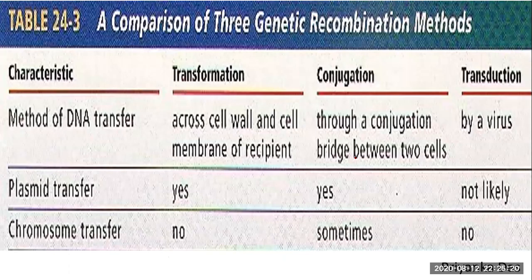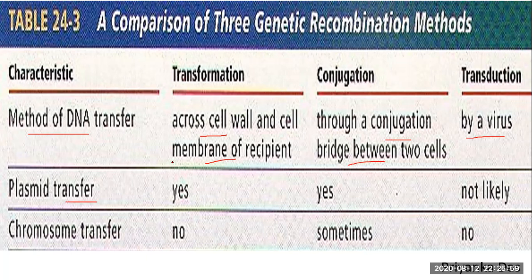So we already read about the three types of sexual reproduction of bacteria. So what is the difference among the three? Okay, first of all, the method of DNA transfer. In case of transformation, across the cell wall and cell membrane of the recipient; conjugation, through a conjugation bridge such as a pilus; and transduction, it happens by a virus. That means in transformation, the DNA transfer happens through the cell wall or the cell membrane, in conjugation through the pilus or a bridge, and in transduction by a virus.